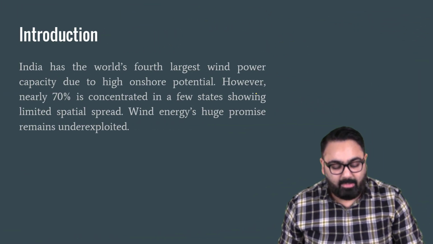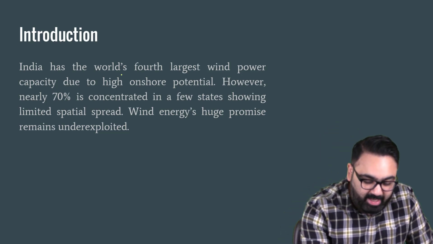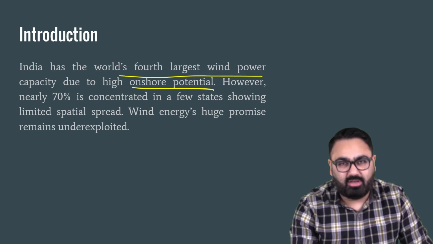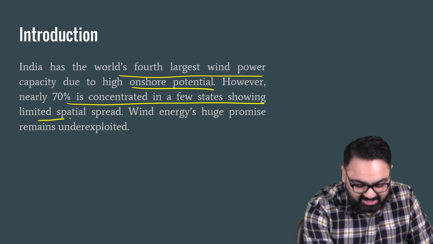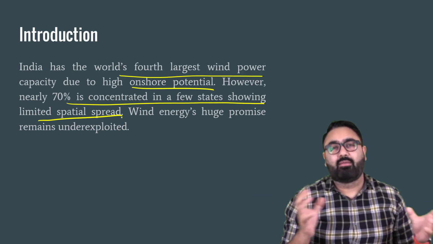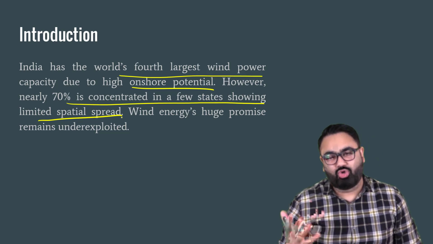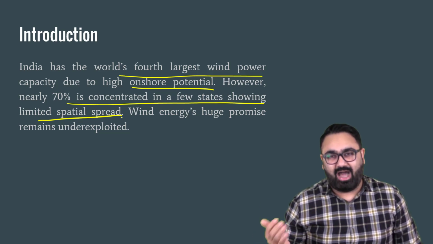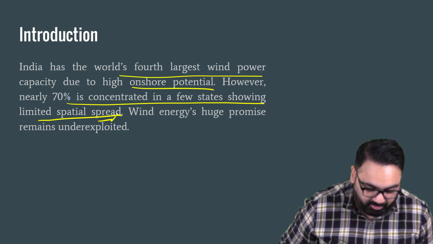So we'll start here by talking about a fact about wind energy. A couple of facts here. First, India has the world's 4th largest wind power capacity due to high onshore potential. Also, about 70% is concentrated in a few states, meaning it has a limited spatial spread. It might seem like a very big country, but most of India does not have any wind power generation. It's only in a few states, let's say Tamil Nadu, Gujarat, where most of this wind energy production is concentrated, while others are still far away from it. So there's a limited spatial spread of wind energy projects.